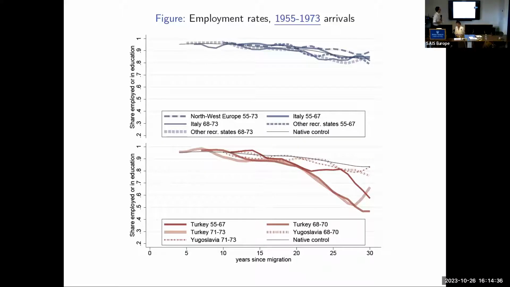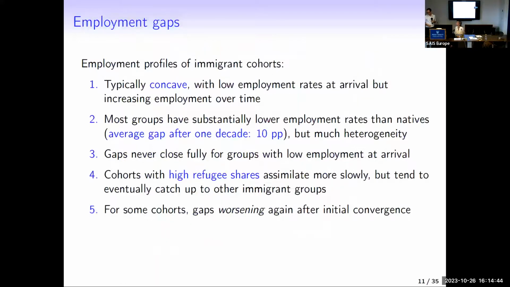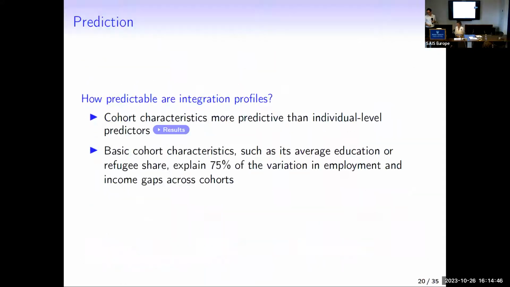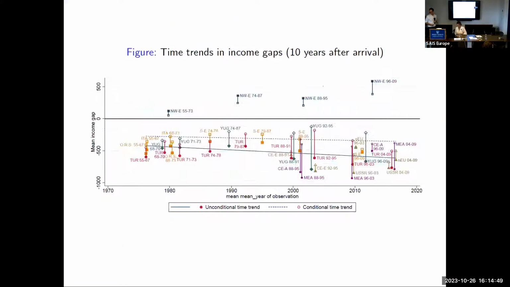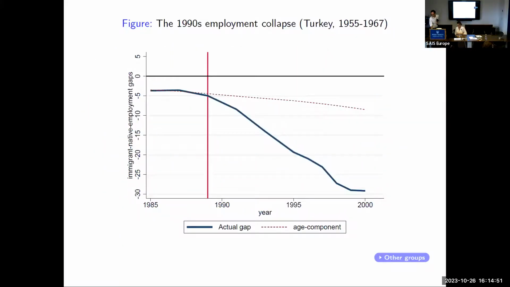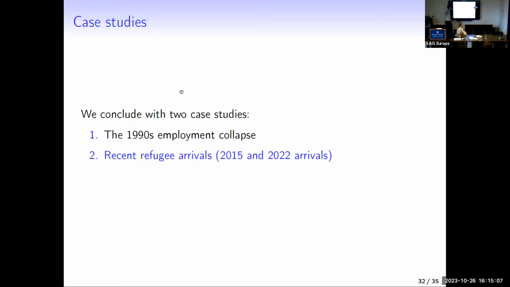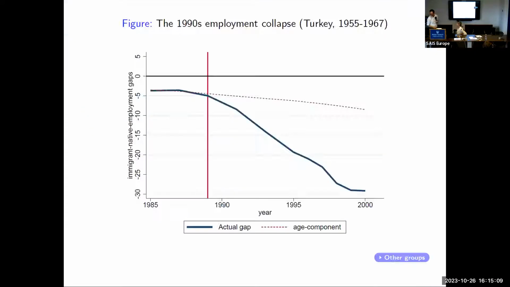Let's look at that again, but this time on the x-axis I'm not going to have years since migration, but just the year of observation. If we do that, then this is the picture we get. These are the actual gaps between these Turkish arrivals that came in the 50s and 60s and similarly aged natives. We see that the gap was relatively small initially. And then something happened, right?